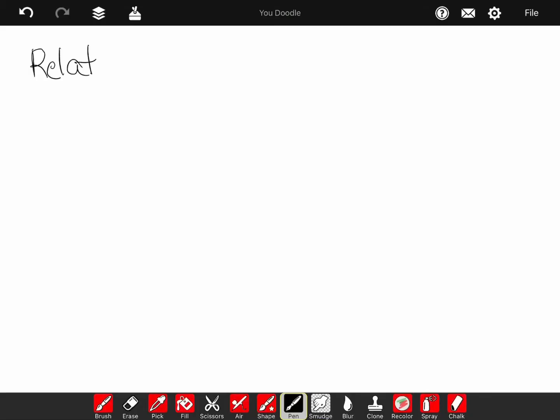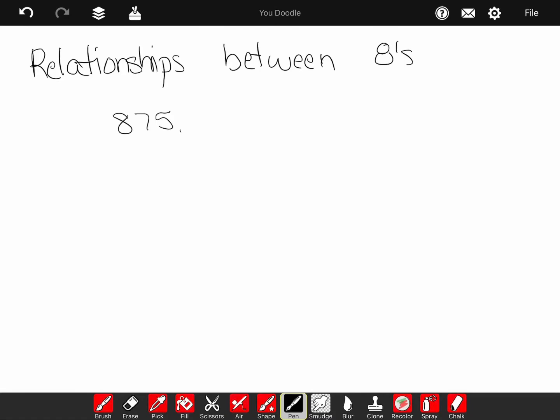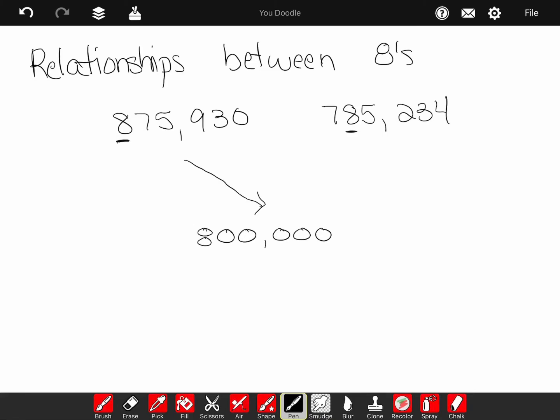So for question 4, we're trying to find the relationship between the 8s in the following numbers. First, you're going to notice we have 875,930. And our second number is 785,234. First, we want to look at the place value, and we'll underline our place value in the first number and in the second number. We know in the first number, the value is worth 800,000. In our second number, we know the value of the 8 is worth 80,000.